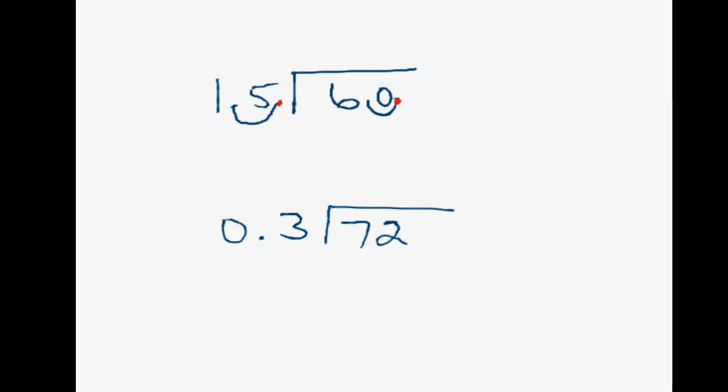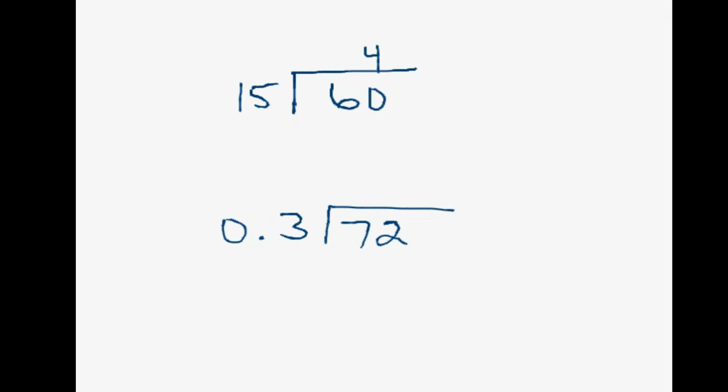The third and final step is to divide. We are now dividing 60 by 15. 60 divided by 15 is 4. And 4 is our final answer. 15 goes into 60 4 times.